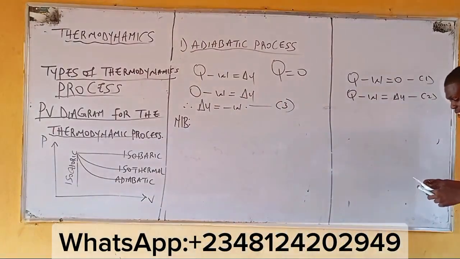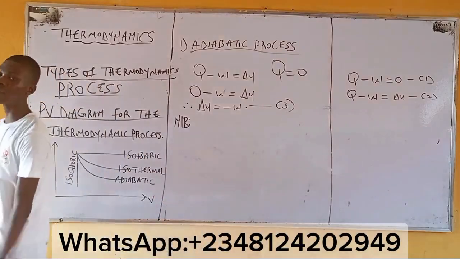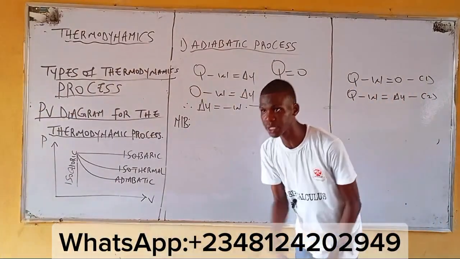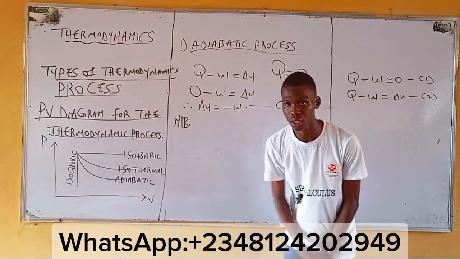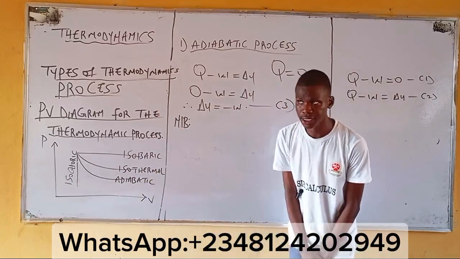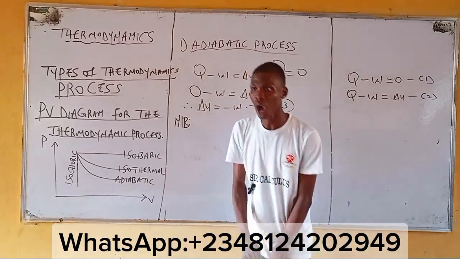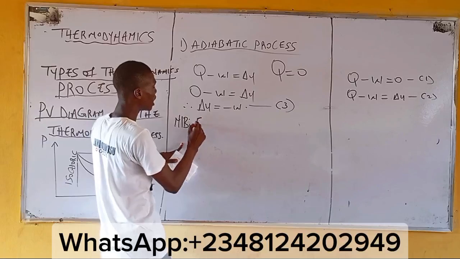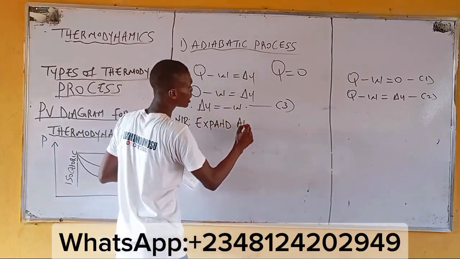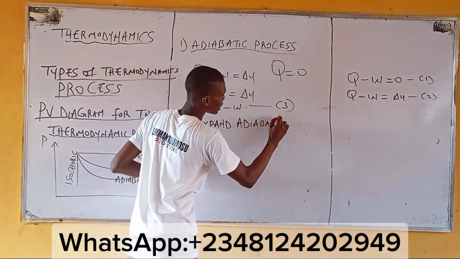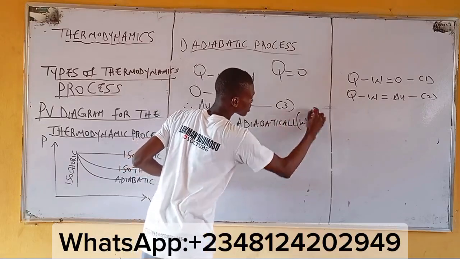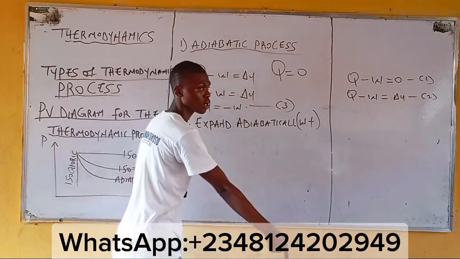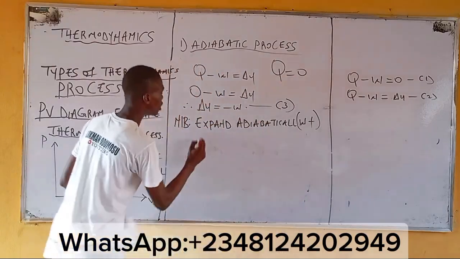So take down: when a system expands adiabatically, work is positive. And if work is positive, what's happening? Is it the system that is doing work or the surroundings? The system is doing work on the surroundings. Work is done on the system by the surroundings only when it compresses. So for the adiabatic process, when your system expands adiabatically, work is positive, and work is done on the surroundings.